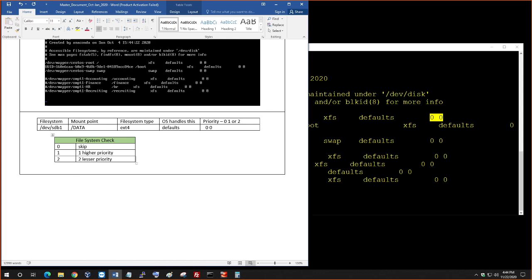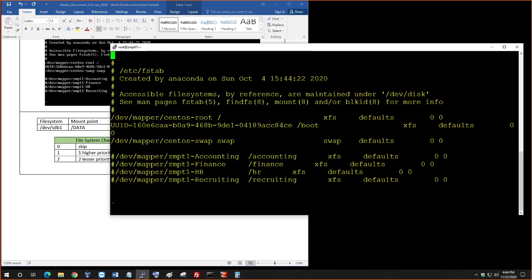Okay, so what I'm gonna do now is I'm gonna corrupt our file system here. Which one should I corrupt?